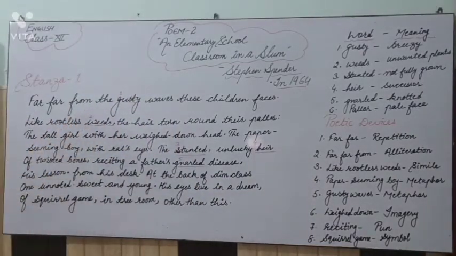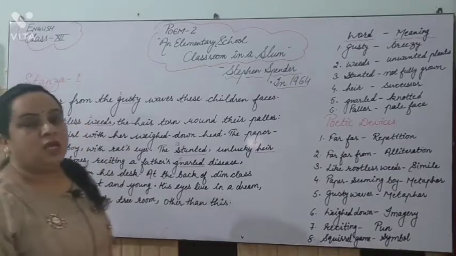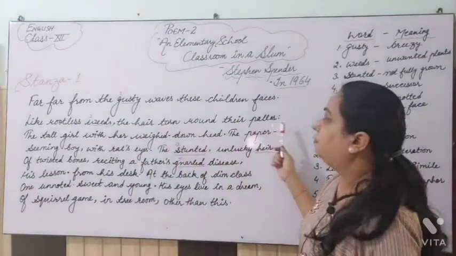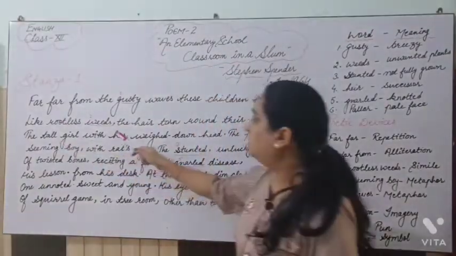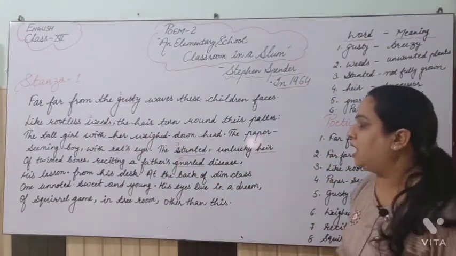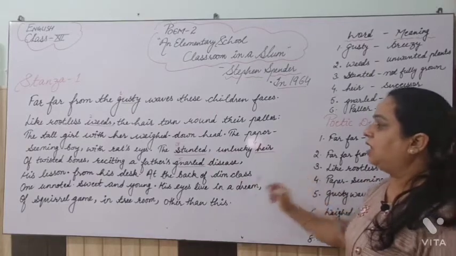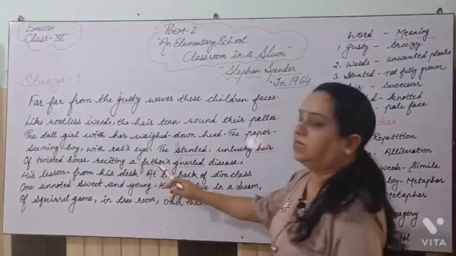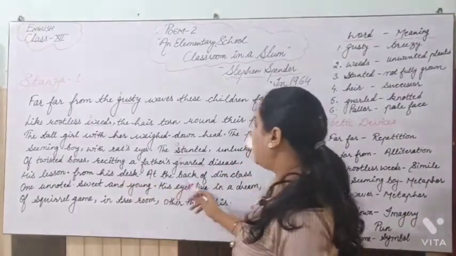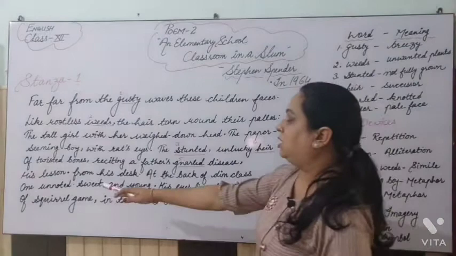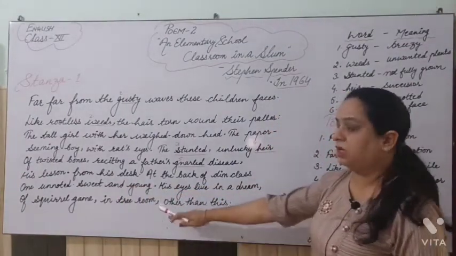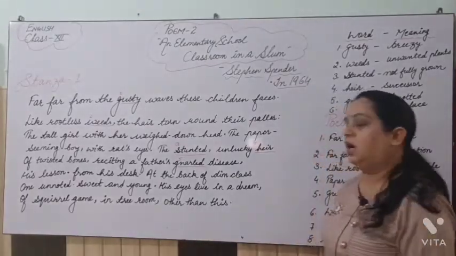Far, far from the gusty waves, these children's faces like rootless weeds, the hair torn round their pallor, the tall girl with her weighed down head, the paper-seeming boy with rat's eyes, the stunted unlucky heir of twisted bones, reciting a father's gnarled disease. His lesson from his desk at the back of the dim class, one unnoted, sweet and young. His eyes live in a dream of squirrel's game, in tree room other than this.